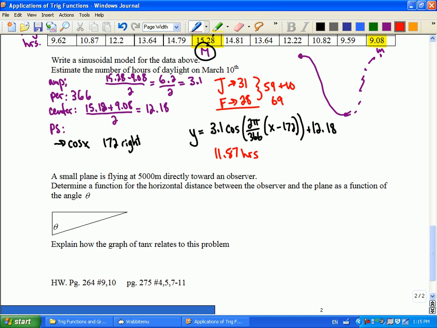So something new for this year is we're now doing tangent applications too. So let me show you what one of those might look like. If you've got a plane and it's flying towards you, super fast. This plane's flying and you're here on the ground. And we have 5,000 meters where the plane is altitude. And there's this angle between you and the plane there.